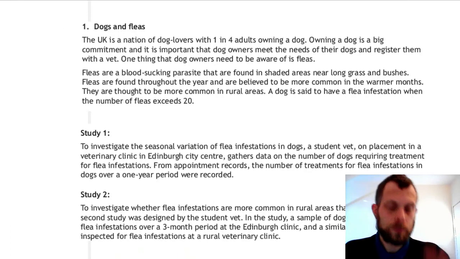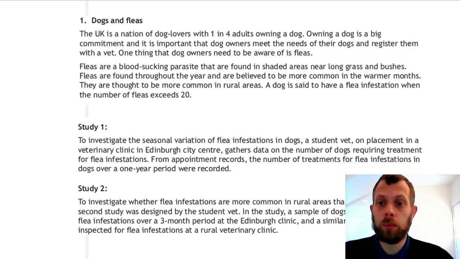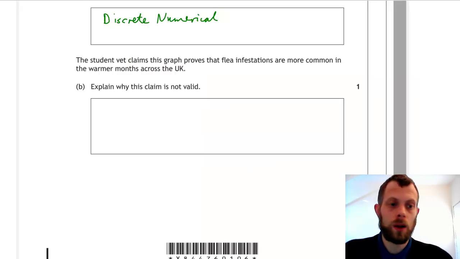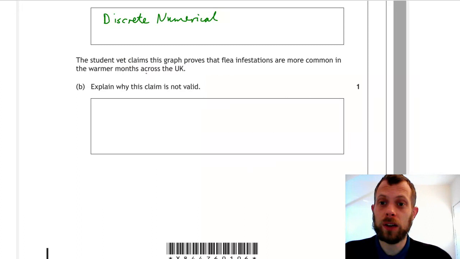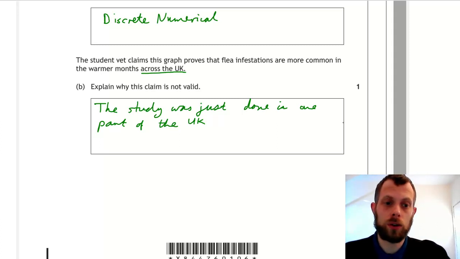There's quite a lot of information here which hopefully you'll have read in advance of doing the exam. And most of it's not relevant, but the part that we do need to see is this bit where it says a veterinary clinic in Edinburgh city centre. So we can see that they've stated this bit across the UK for a reason, which is that it may not be representative of the whole of the UK. The study was just done in one part of the country. And then you would say that that may not be representative of the whole UK.